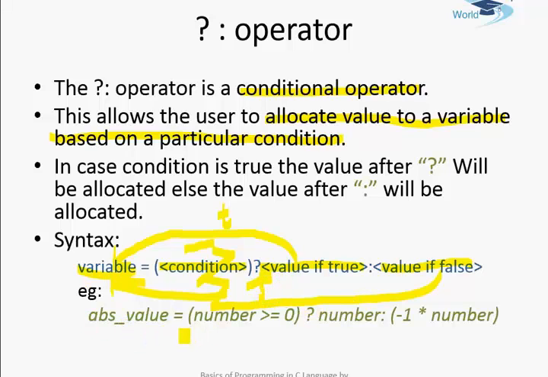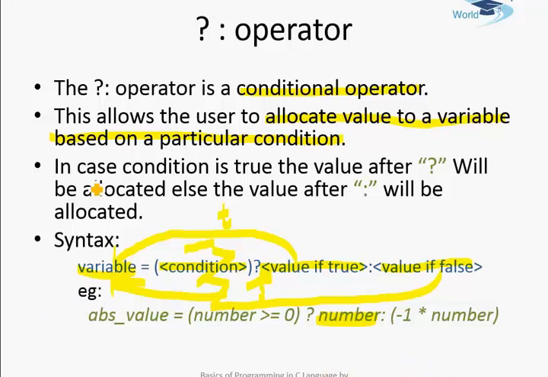Now an example is that abs value, which is a variable, is equal to number greater than or equal to 0. If number is greater than or equal to 0, then the absolute value is the number as it is. If number is not greater than or equal to 0, then the absolute value would be given by -1 multiplied by the number.